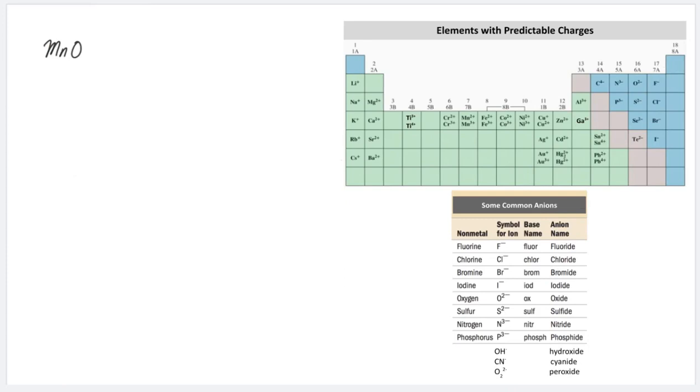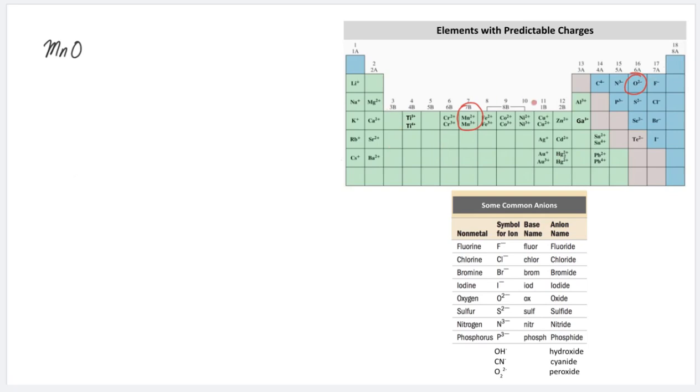Okay, so let's talk about this one. So here we have manganese and we have oxygen. Okay, so let's write the name for this compound. So first, we notice that manganese is right here, is a transition metal, okay? And here is my oxygen, okay?